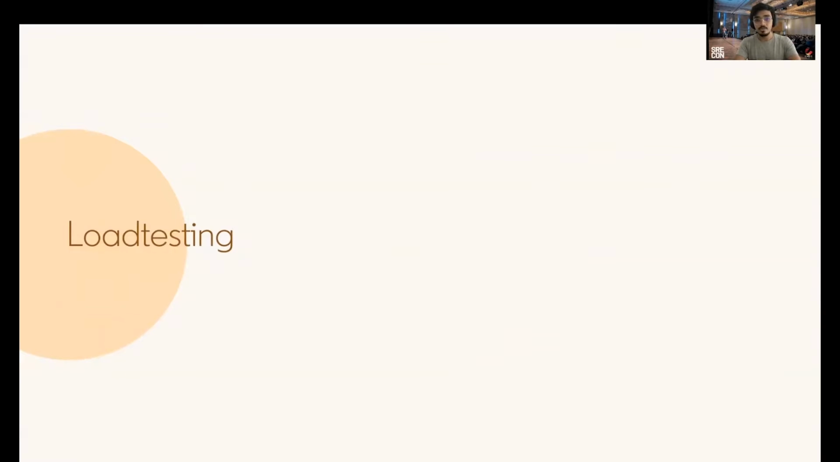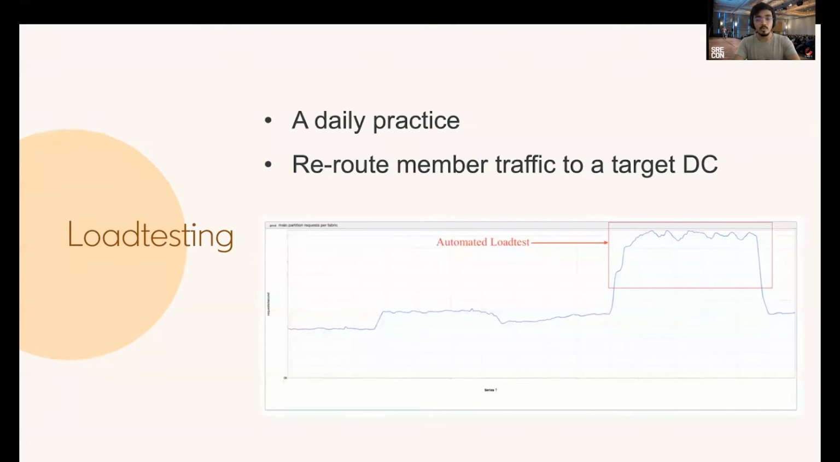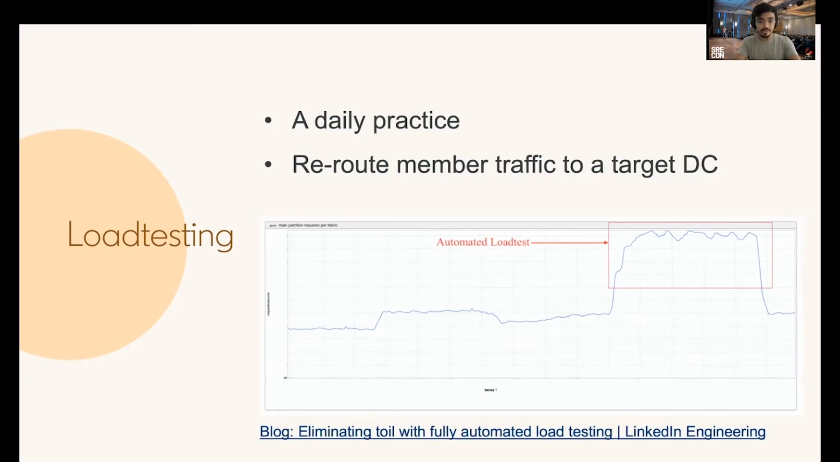At LinkedIn, load tests are a daily practice. What we do is reroute member traffic to a target data center. If you look at the overall traffic graph of the target data center, here's what it will look like. In the red box is the window where it is being load tested. If you want to read more about load testing and how we do it, that's the blog that my colleague has written.